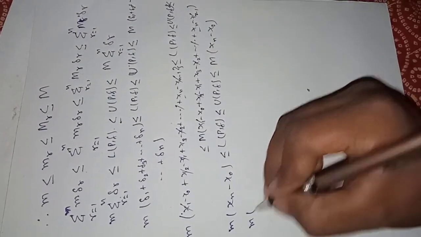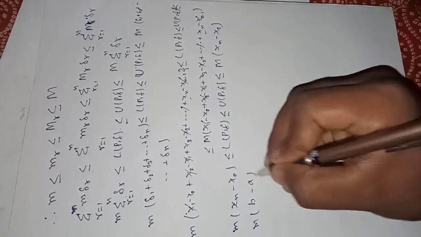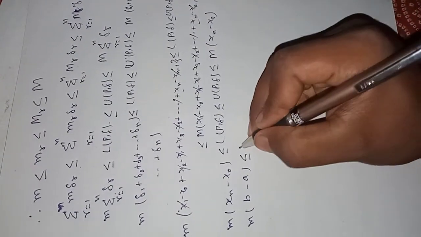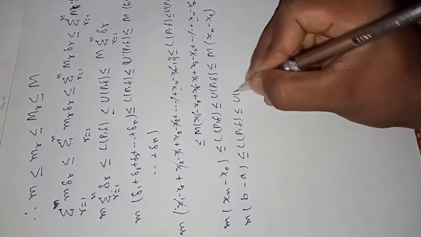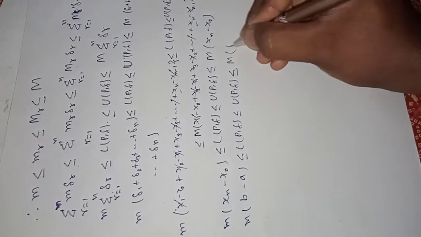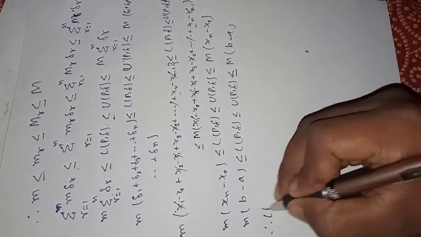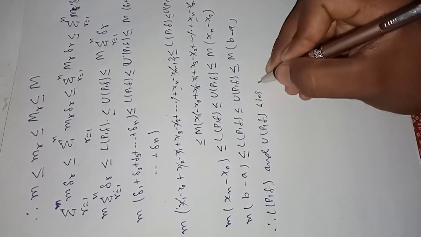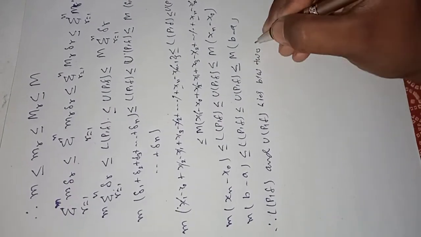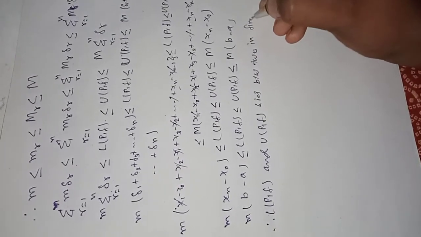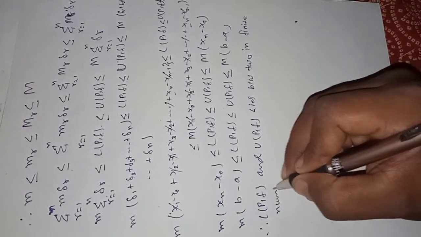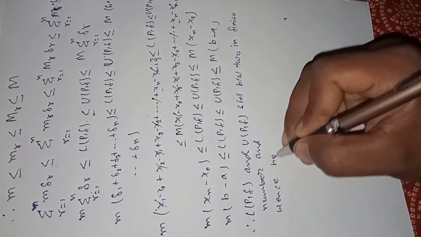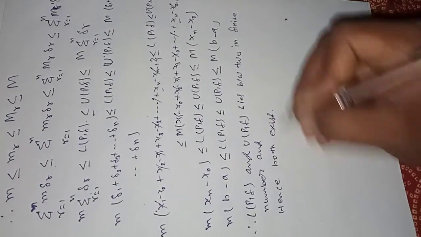Let xn = b and x0 = a. Therefore LPF and UPF lie between two finite numbers, m(b - a) and M(b - a), and hence both exist.